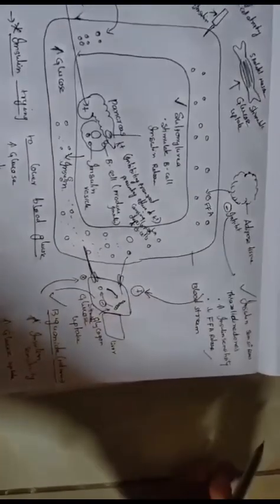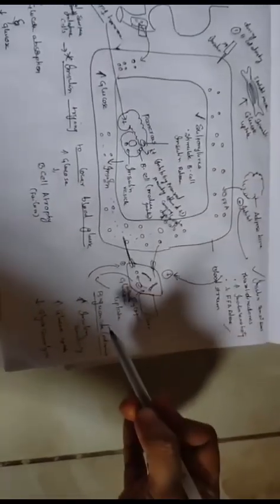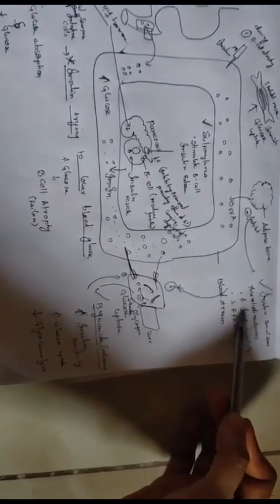So this is the mechanism of action of the thiazolidinediones, the second drug class. First we talked about the biguanides, for example metformin, and next one is the thiazolidinediones. So this is the second one.